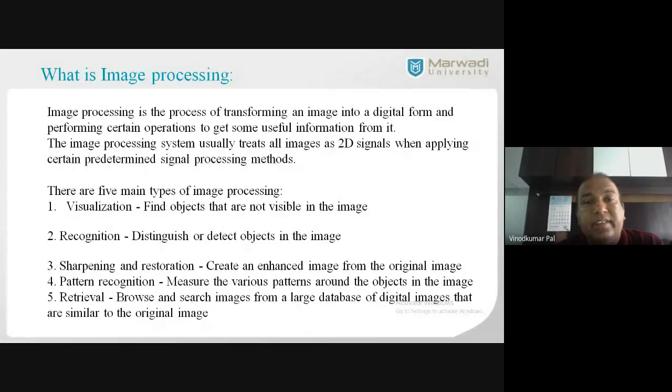The image processing system usually treats all images as 2D signals when applying certain predetermined signal processing methods. These are some of the types of image processing. Visualization means finding objects that are not visible in the images. We have to do the thresholding. Recognition: distinguish or detect objects in a particular image, like a Tesla car or driverless car, these kinds of objects we can find. Sharpening and restoration: create an enhanced image from the original image. Somewhere the brightness is not there, then we have to increase the brightness.